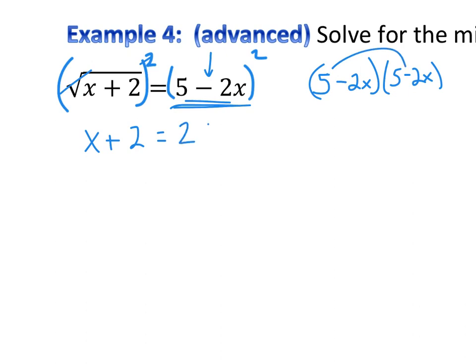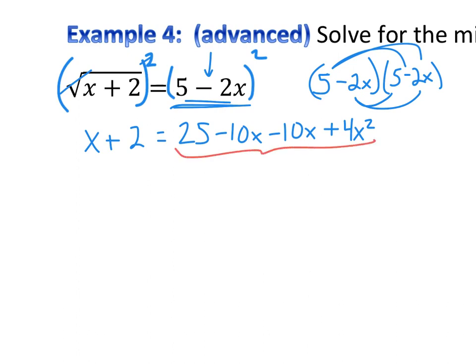So 5 times 5 is 25. 5 times negative 2x is negative 10x. Negative 2x times 5 is negative 10x. Negative 2x times negative 2x is positive 4x squared. I'll simplify the right side. So x plus 2 comes down. Equals 4x squared minus 20x plus 25.